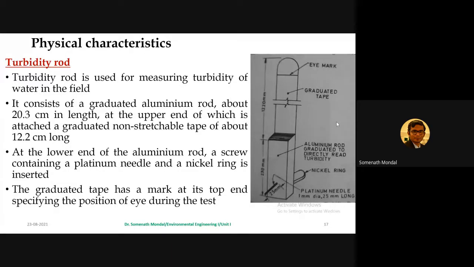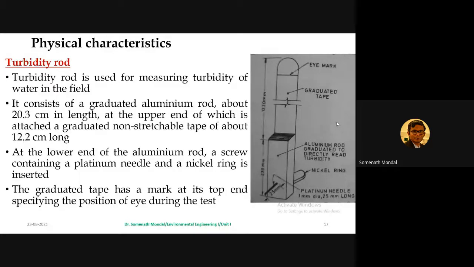Now the standard platinum needle is 1 mm in diameter and 25 mm in length. A vertical rod or a stick is inserted in the nickel ring so as to support and keep the rod in a vertical position, which is very important to remember.